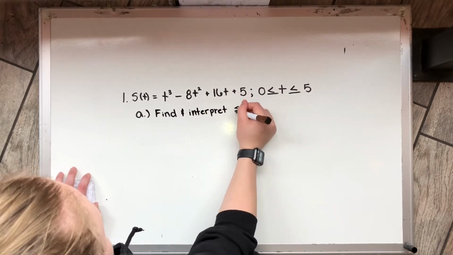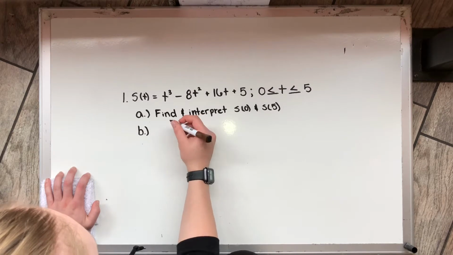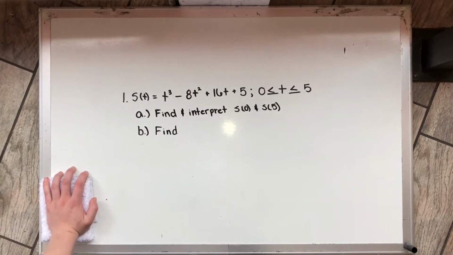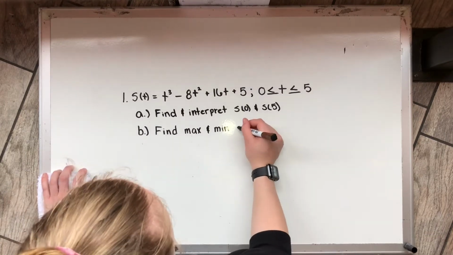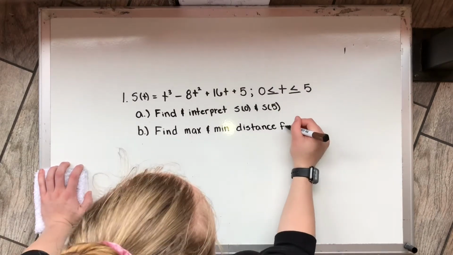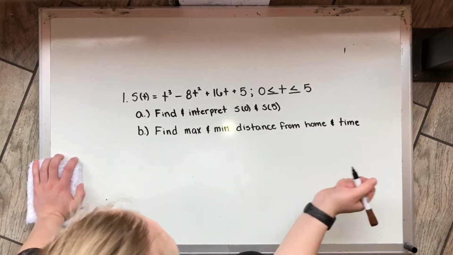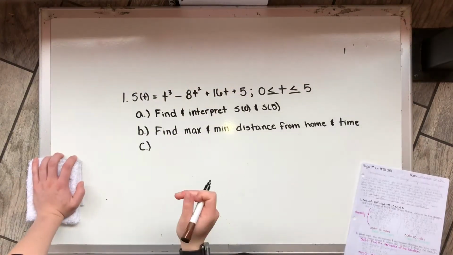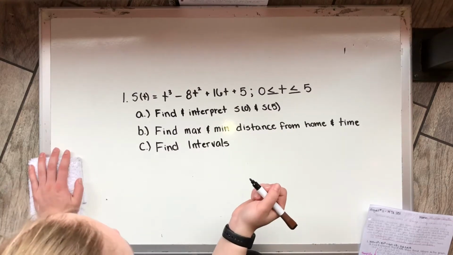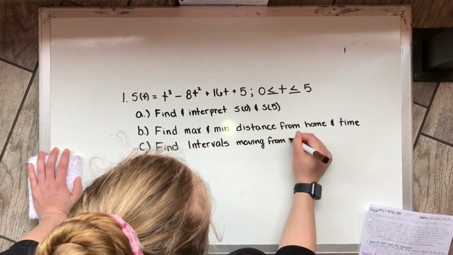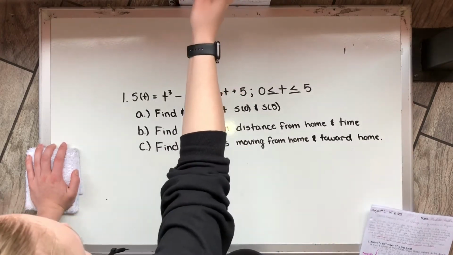The steps that we are going to take: A, find and interpret S(0) and S(5). And the next step is find the maximum and minimum distances from home. It took me a second to get all of this together. When we move on to question C, finding the intervals, we were moving toward home and away from home. That would be question C. We will show these intervals on the graph at the end.